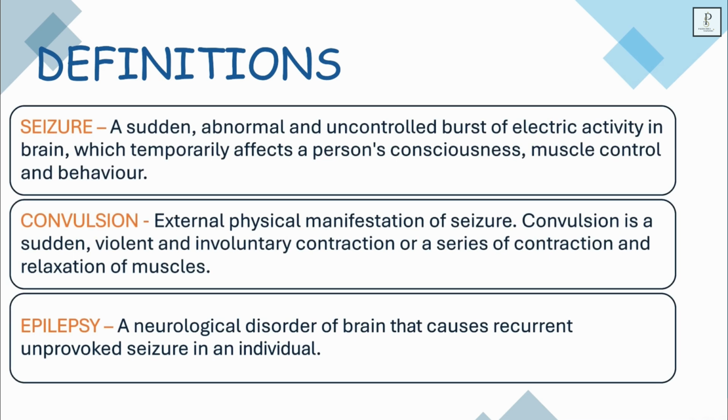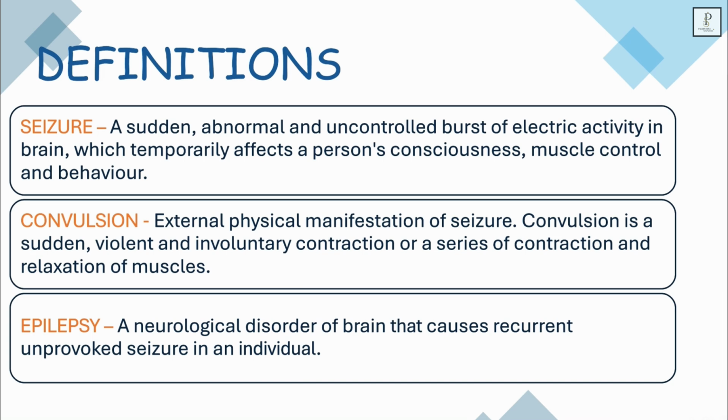What is seizure and what is convulsion? Seizure is a sudden, abnormal and uncontrolled burst of electric activity in the brain, which temporarily affects a person's consciousness, muscle control or behavior. So basically, seizure is a sudden and abnormal burst of electric discharge in the brain.